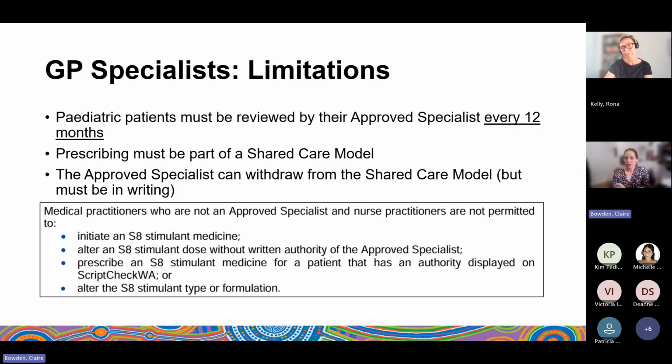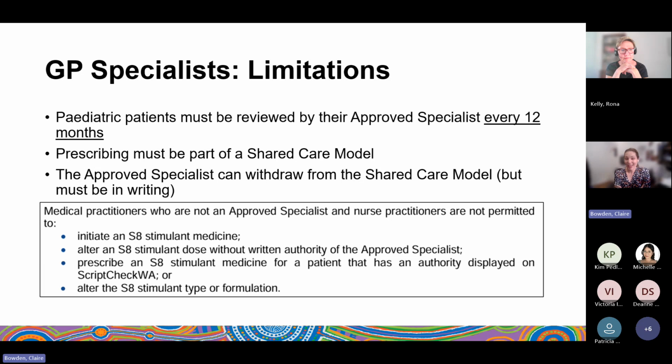Okay, so just a quick refresher about prescribing criteria for GPs, and the paediatric cohort must be reviewed by the approved specialist every 12 months. So noting that in ADHD, really the only two approved specialists are psychiatrists and paediatricians. The prescribing must be part of a shared care model, so there must be some reviews as mentioned. In adults, that's every 3 years with the approved specialist, but 12 months for paediatric.